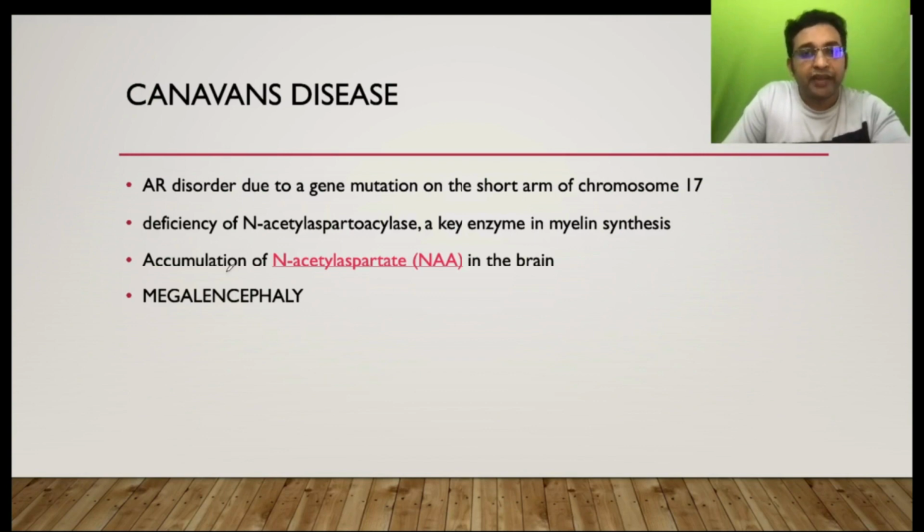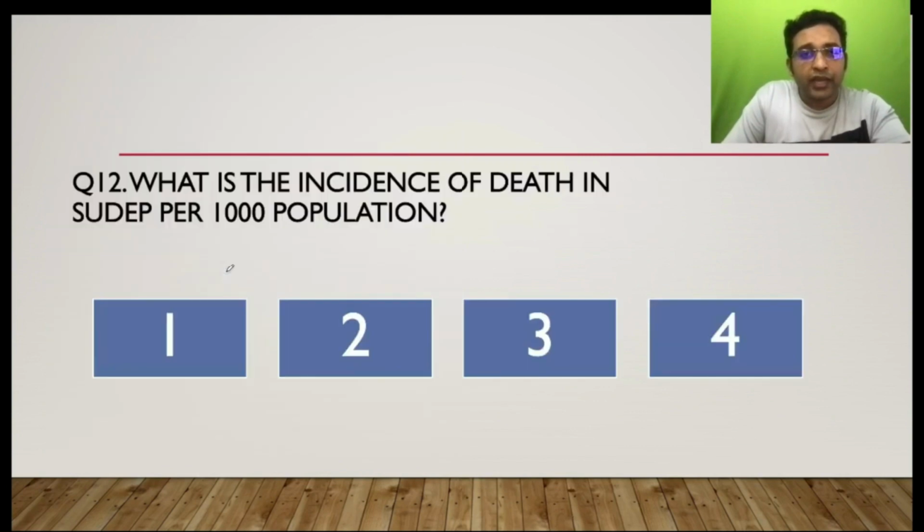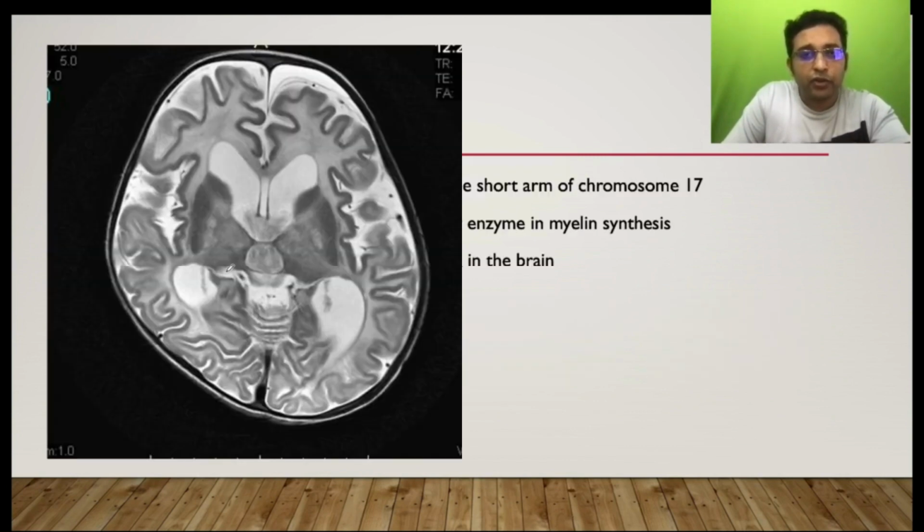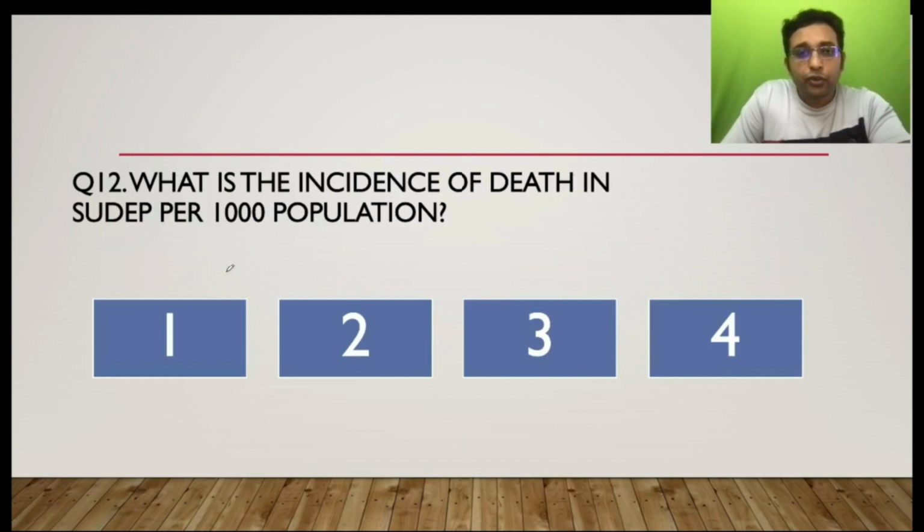So now Canavan's disease. It's an autosomal recessive disorder, with deficiency of N-acetyl aspartoacylase, and it's a kind of leukodystrophy. And the enzyme in myelin synthesis is lost, so there is accumulation of NAA. So there is megalencephaly. A few diseases cause megalencephaly, like Alexander's, Canavan's, and Van der Knaap disease. So these are the diseases. It's a kind of leukodystrophy. So MRI will look like this. So with that, we'll go to the second question.